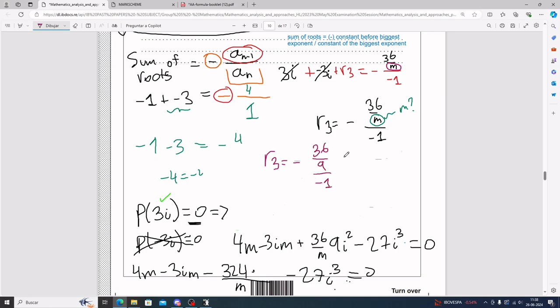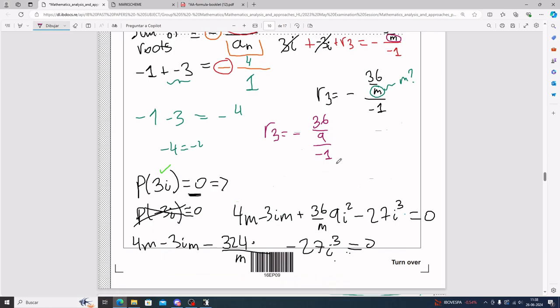negative 1. Now, on the one hand, because you have a divided by negative 1, really what ends up happening is that you end up with a negative times a negative, so this guy times this guy, and the whole thing is positive. See? So you end up with positive 36 divided by 9. So your last root has to be 36 divided by 9, which is 4.